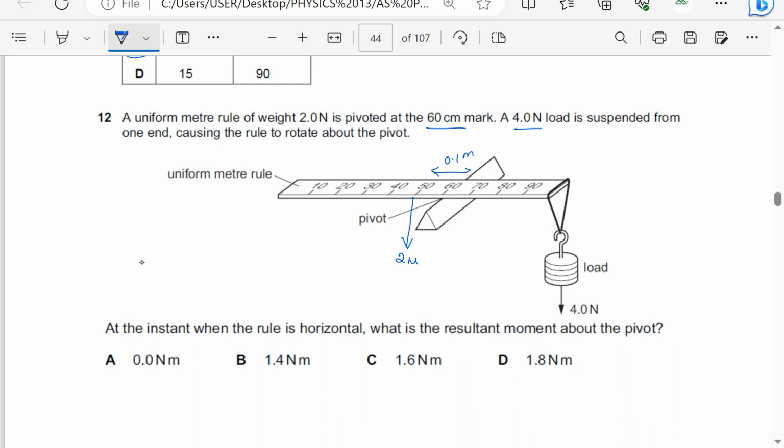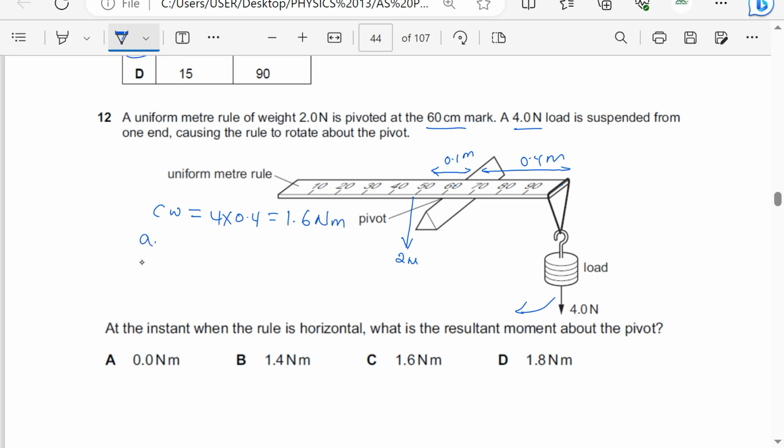So at the instant when the rule is horizontal, what is the resultant moment about the pivot? Let's check the clockwise moment. The clockwise moment is going to be this one here. This one is causing clockwise about the pivot. So that is 4 newtons times the distance, which is 60 to the extreme end. This distance is going to be 40 centimeters or 0.4 meters. So this is times 0.4. That is the clockwise moment, which I think is 1.6 newton meters.